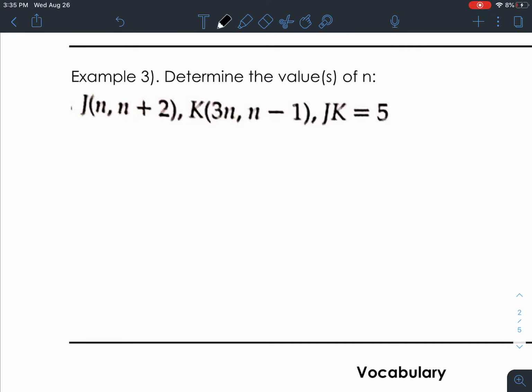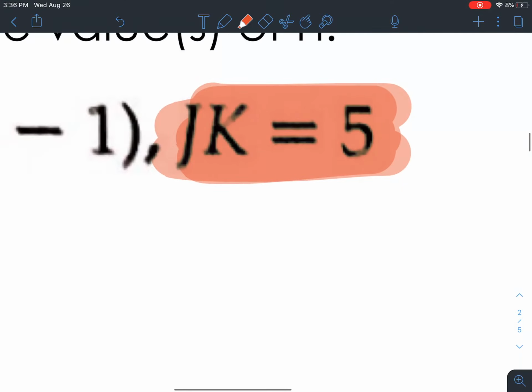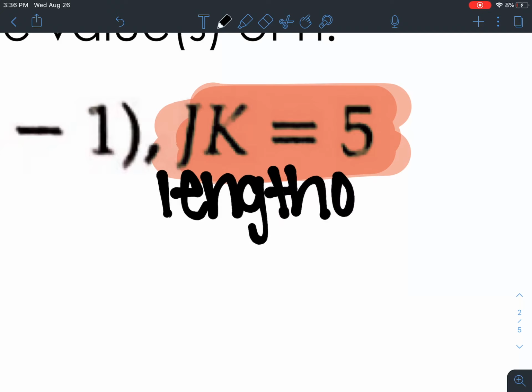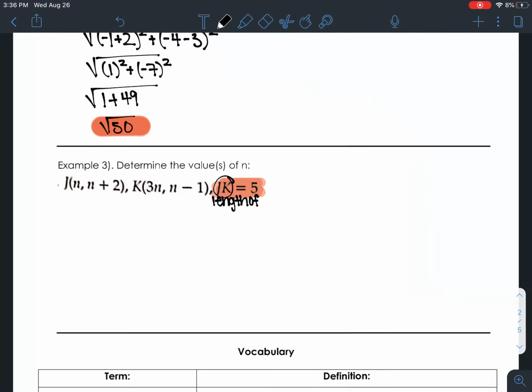Okay, so let's take a look and just kind of dissect what this question is asking us to do, because we now have variables in our coordinates. But what's really important is this part right here. And it looks kind of insignificant, but remember what the segment means without that little line on top: it means the length of, or the distance of, right? So I now know that the distance of JK is equal to 5, okay?